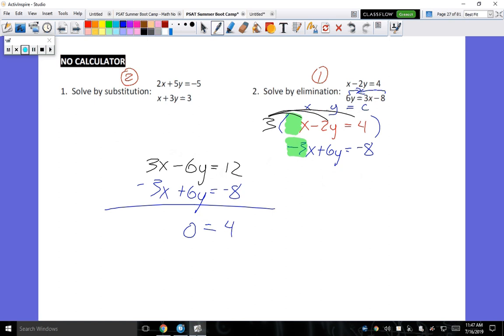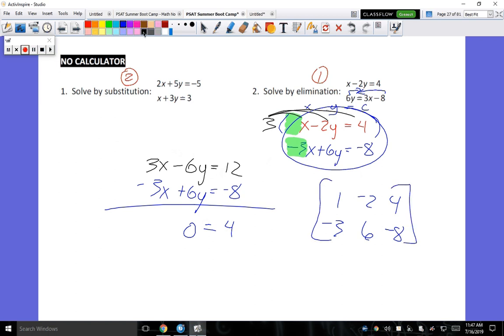Now, I'm going to tie this in with stuff that you also know from other things such as matrices, okay? Now look. If I built a matrix from this, I would have 1, negative 2, and 4. I'd have negative 3, 6, and negative 8. And you learned with a calculator, you could do a row reduced echelon form, and it would calculate it just like that. Are we good? Now, let's go to the calculator.